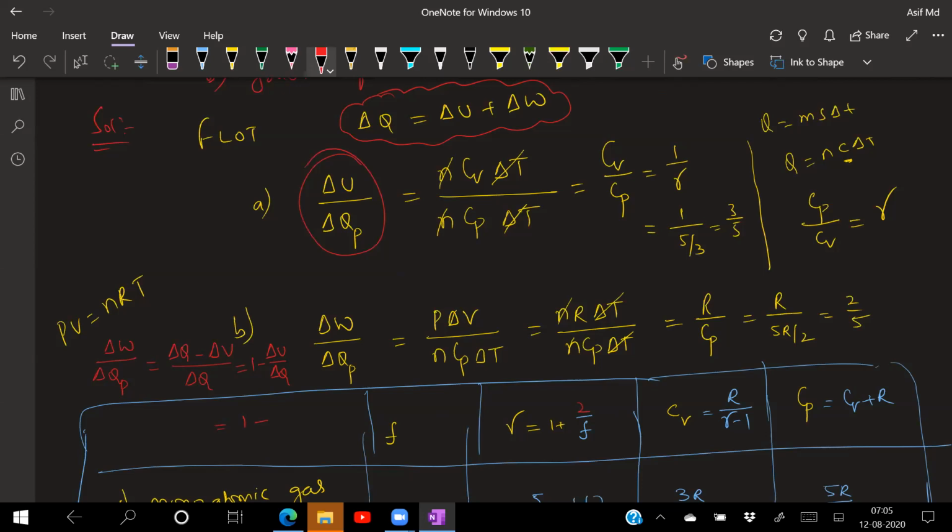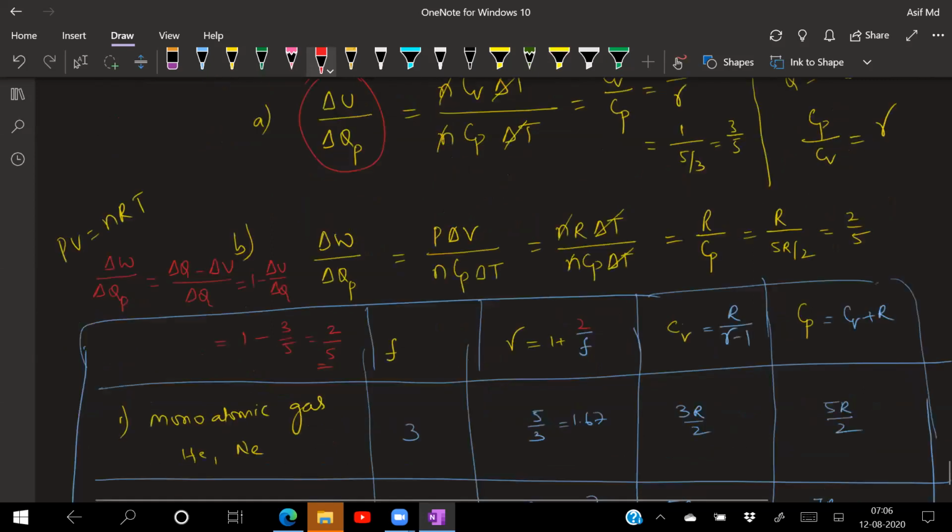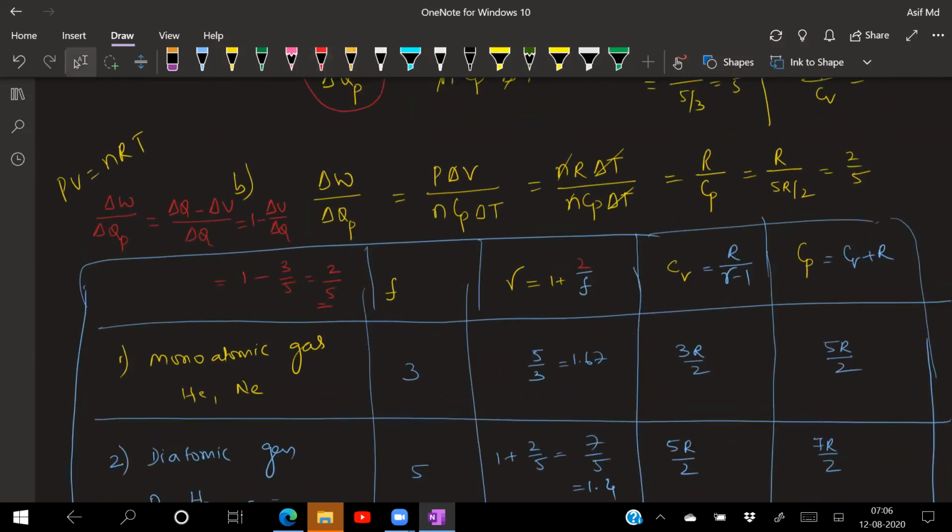So how much is it? 3/5. So 1 minus 3/5, LCM 5, so 2/5. What is the answer? This is actually even shorter. Yeah, it depends upon, that's what I'm saying.